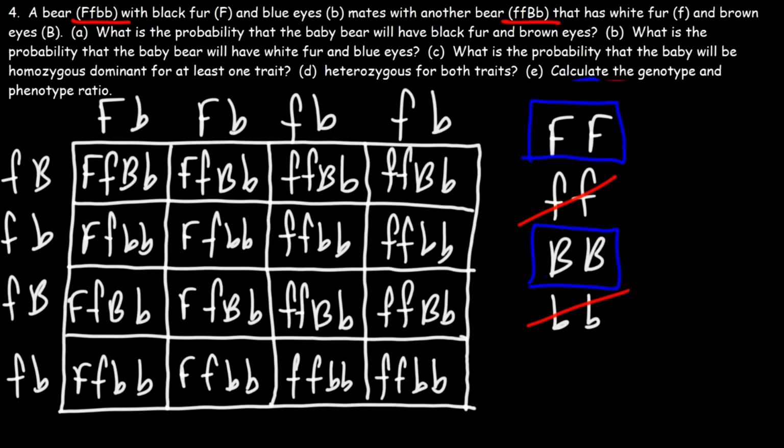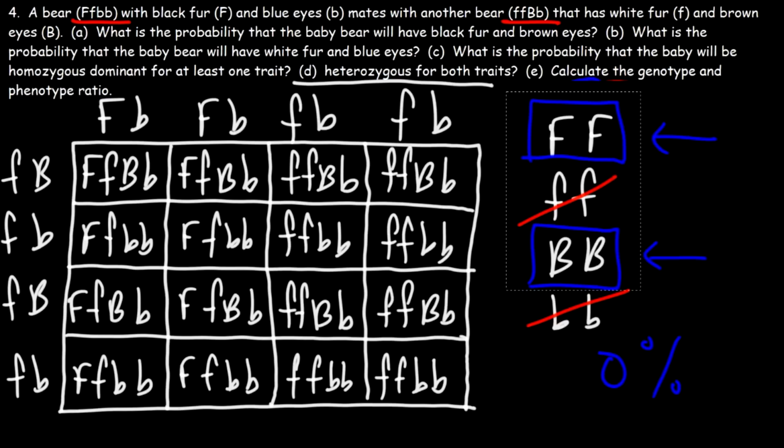So let's see if we can identify any of those. And I don't see it at all. So the probability is 0% because there's none with a homozygous dominant trait. Now, part D. What is the probability that it's going to be heterozygous for both traits?